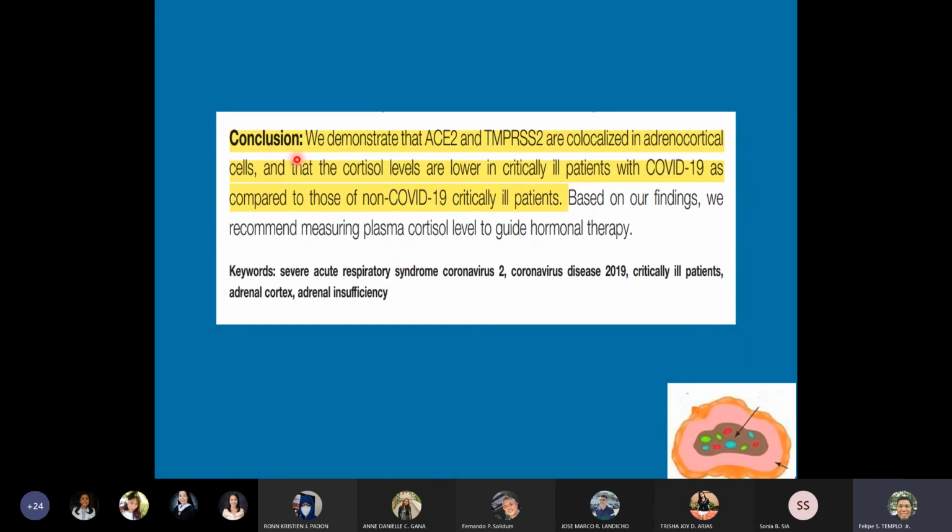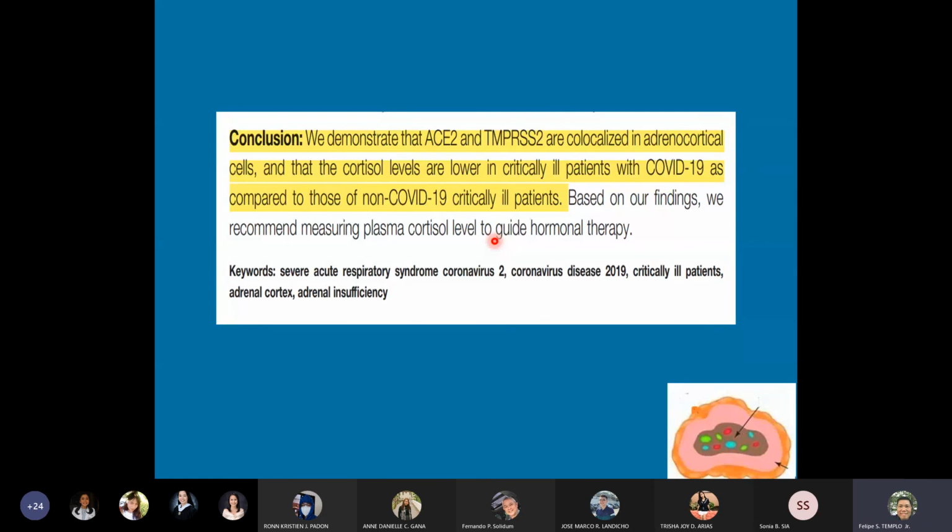So the conclusion of this paper is they demonstrate that ACE2 and TMPRSS2, these are receptors, are co-localized in adrenocortical cells, and that the cortisol levels are lower in critically ill patients with COVID-19 as compared to those non-COVID-19 critically ill patients. So remember from the earlier journals, it is said that your cortisone and cortisol are elevated in ICU, but that is if the cause is non-COVID. But if the cause is COVID, it is said the cortisone or cortisol are already low.